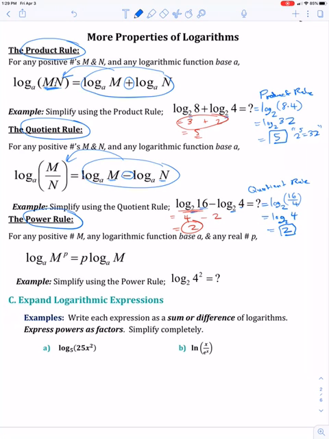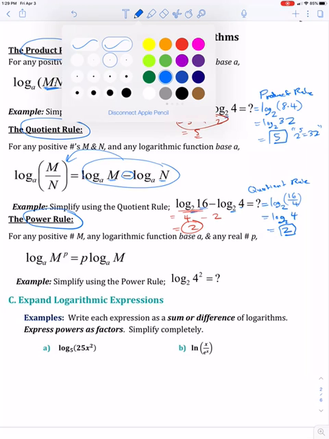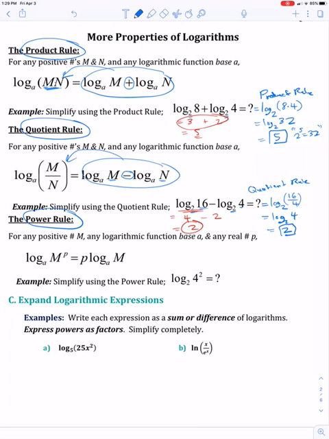All right, let's go to the power rule. Now, the power rule states you can form a product. So the product rule forms a sum, the quotient rule forms a difference, and the power rule, like log base a of m raised to the p power. So here's my power on my exponential term. The power rule states that this power comes out in front as the coefficient of your logarithm. So it'll be p times log base a of m. So you can form a product by taking down the exponent, bringing it out in front, or vice versa. We could put it back up into the exponent if we had a product.